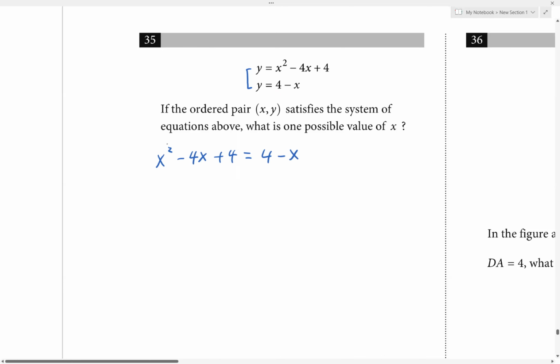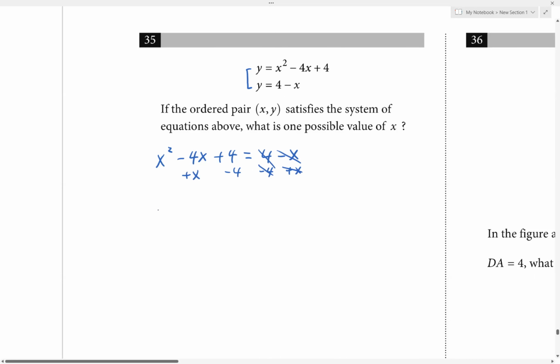We recognize we have a quadratic equation because of the x squared. So we do want to move everything over to one side and set this equal to 0 first. We can do a minus 4 on both sides, that cancels out the 4 there. Also, we can do a plus x on both sides, that will cancel out the minus x.